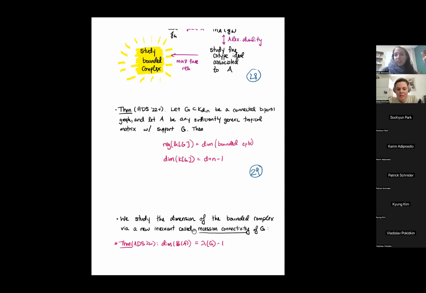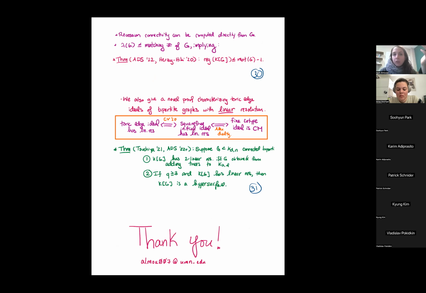I'm not going to get into this because it's kind of technical, but you can look at the paper. But the point is that with this recession connectivity invariant of a bipartite graph, you can actually exactly compute the dimension of the bounded complex. And so, for instance, we're able to use this to both recover and strengthen a lot of bounds that were in the literature about regularity of bipartite graphs.